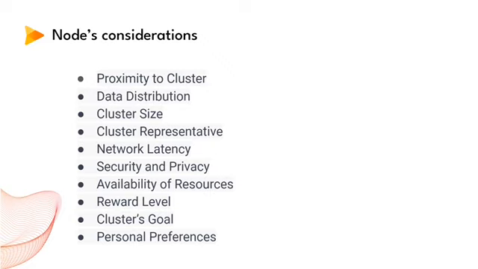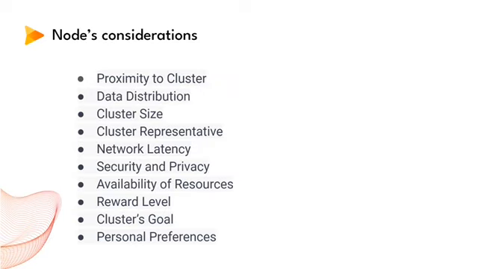Network latency. The node may prefer to join a cluster with low network latency, as this can reduce communication overhead and improve overall performance. Security and privacy. The node may prefer to join a cluster that has strong security and privacy measures in place to protect its data and model updates. Availability of resources. The node may prefer to join a cluster that has adequate computational and communication resources to support its training process. Reward level.